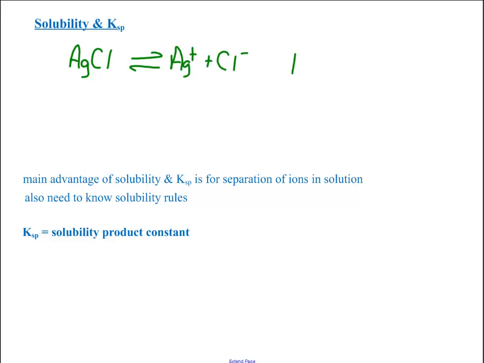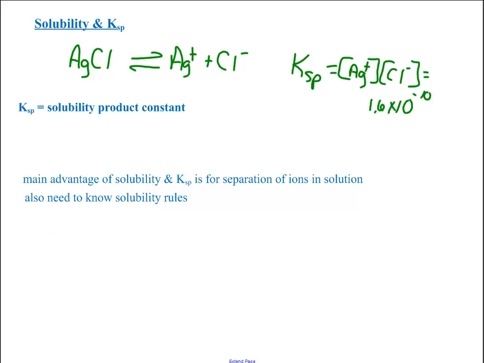So when I write my KSP, or my equilibrium expression, KSP again stands for solubility product constant, it's going to look like this. It's the concentration of the silver ions times the concentration of the chloride ions. And for silver chloride, it turns out it's 1.6 times 10 to the negative 10. Because we're dealing with solubility, these equilibrium constants are actually going to be really small.